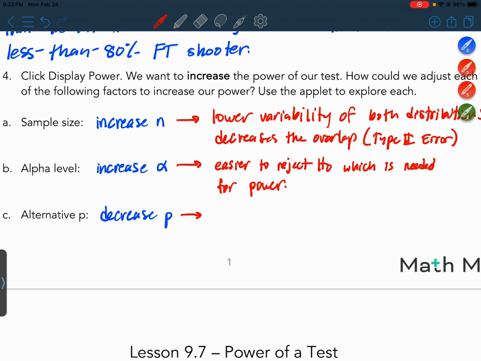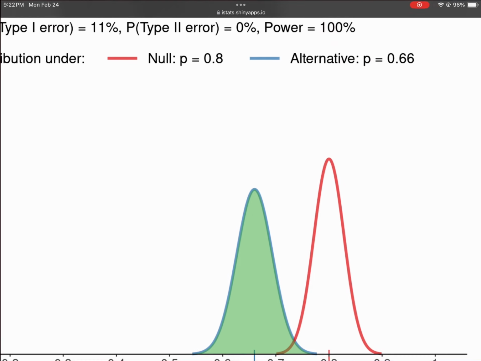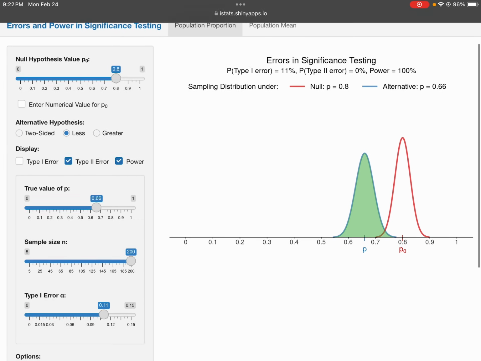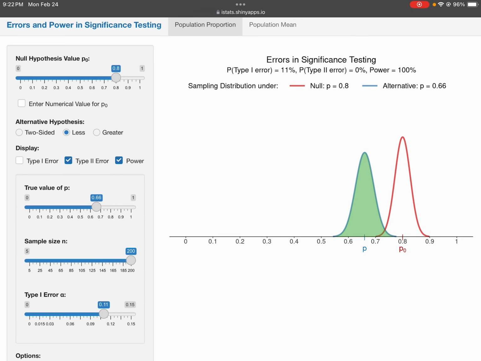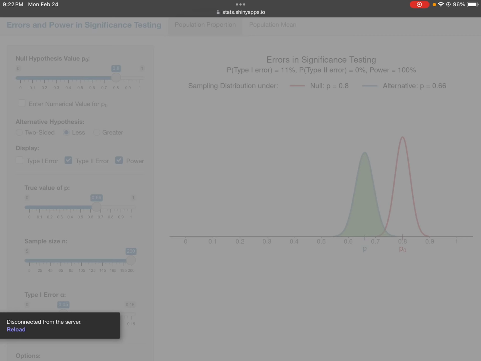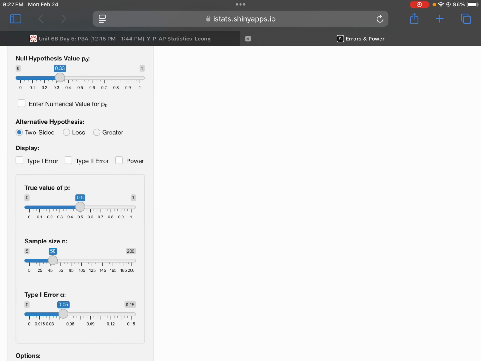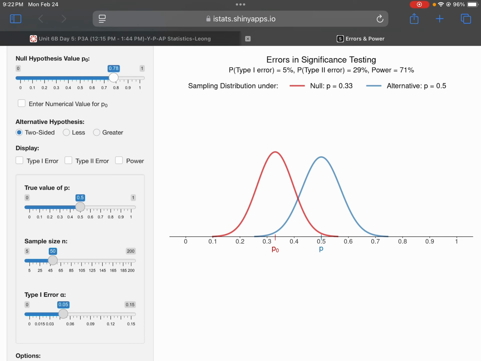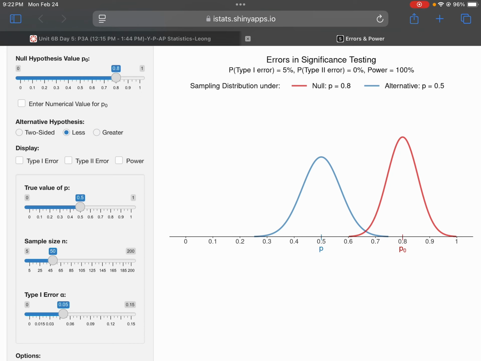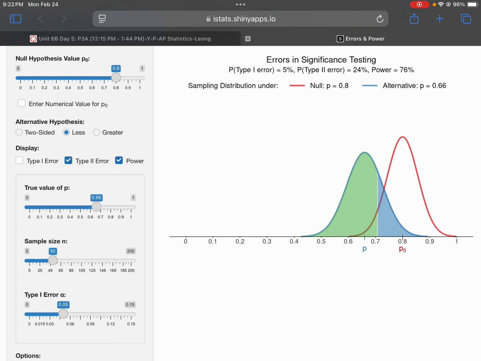All right, the last one was decreasing the alternative value. Okay. Now, really, I talked about being able to detect a big lie versus a small lie. So if we reset, goodness, got to reload it now. Okay, 80% less type 2 error, power 66.